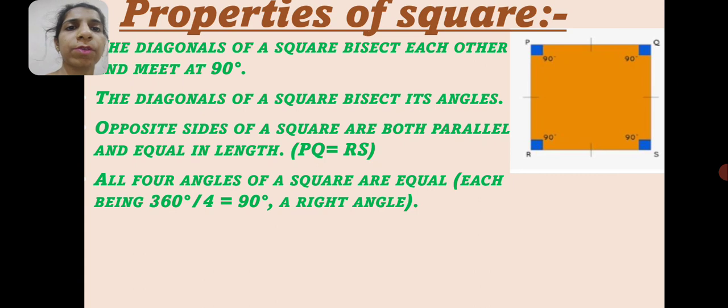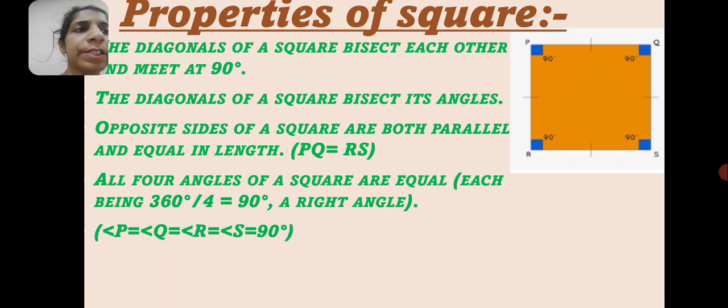The next property of a square is that all four angles of a square are equal, each being 360 degrees divided by 4, which equals 90, a right angle. This means angle P is equal to angle Q is equal to angle R is equal to angle S is equal to 90. If we add all these four angles, the sum of the measures of all angles is equal to 360 degrees. When we divide 360 by 4, we get the measure of each particular angle.